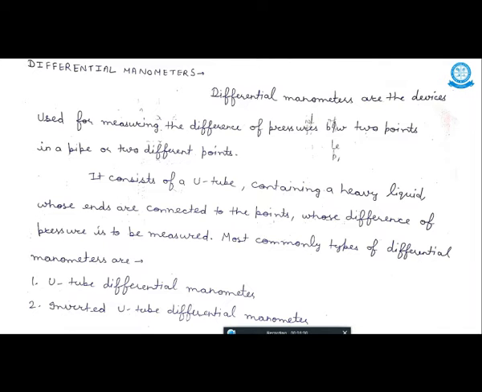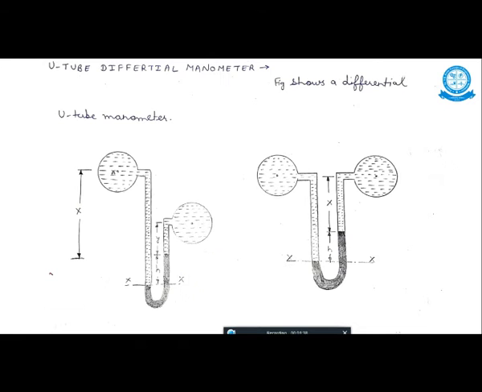It consists of a U-tube containing a heavy liquid whose ends are connected to the points whose difference of pressure is to be measured. Again I am going to repeat: differential manometer consists of a U-tube containing a heavy liquid whose ends are connected to the points whose difference of pressure is to be measured. The most common types of differential manometers are the U-tube differential manometer and the inverted U-tube differential manometer. So let's start with the U-tube differential manometer.